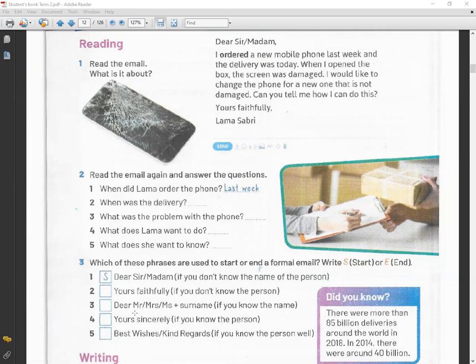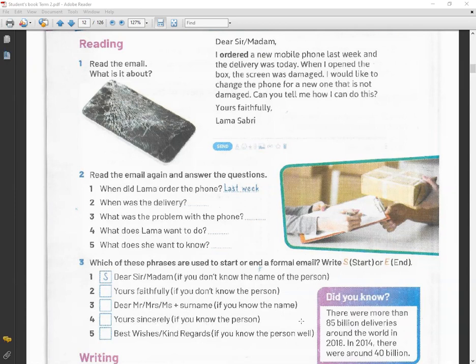Dear Mr., Mrs., Ms., plus the surname if you know the name. If you know the name, write the surname. And in this case, you have to end your email using yours sincerely if you know the person. So it's an ending way. Number 4, ending way. Finally, best wishes or kind regards if you know the person well. It's with informal emails, not with formal emails.